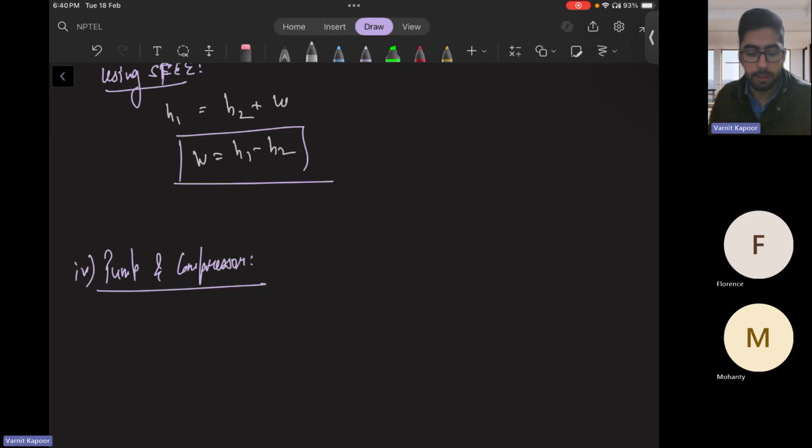All right. So both are again work absorbing devices. Turbine was a work producing device, but pump and compressor both are work absorbing devices in which energy is transferred from rotor to the working fluid. Okay, so in your home, if you have a motor, what do you do? You take the water from the ground and you pump it to your tank above the household. Okay, so the working fluid is getting the energy from the rotor.